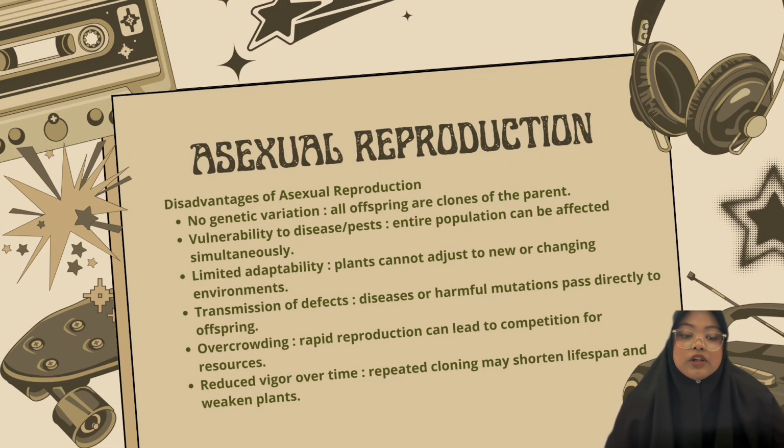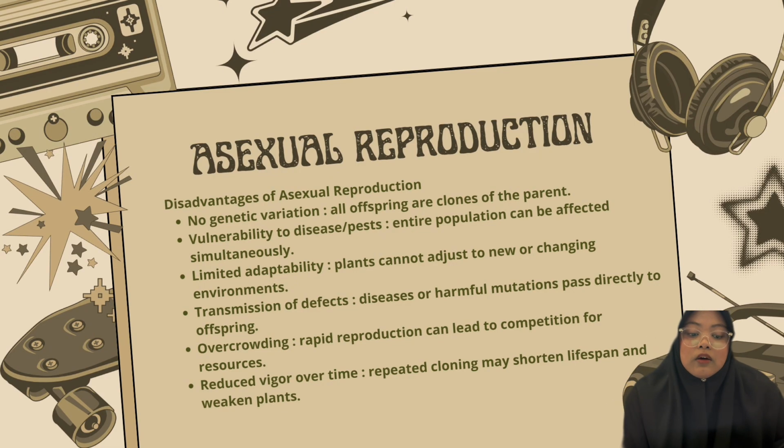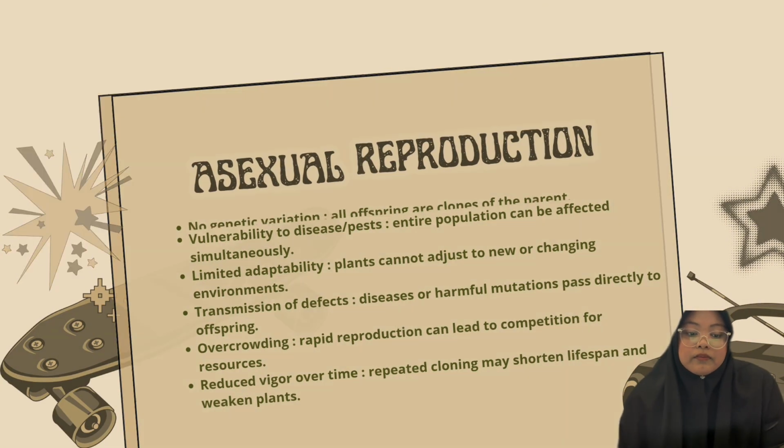Next, asexual reproduction also has transmission of defects, which means that disease or harmful mutations can pass directly to the offspring. Asexual reproduction also causes overcrowding because its rapid reproduction can lead to competition for resources. And lastly, it can reduce vigor over time. This is bad because repeated cloning may shorten lifespan and weaken the plants. That's all for me.